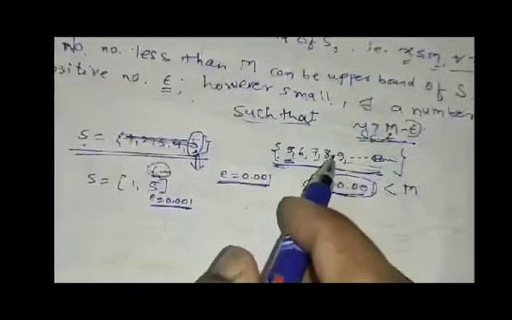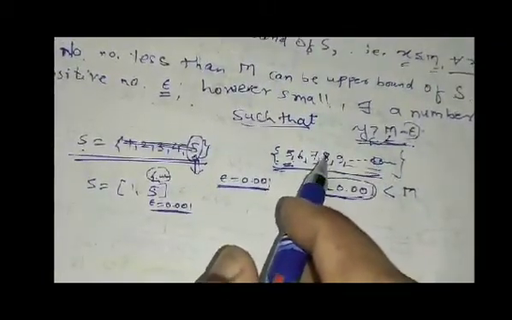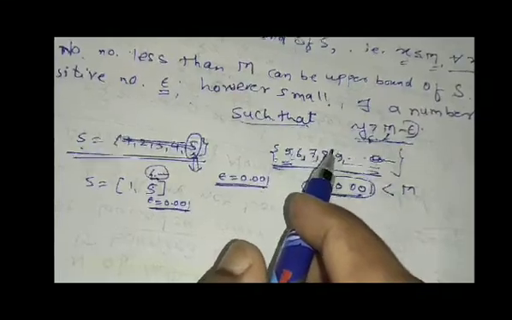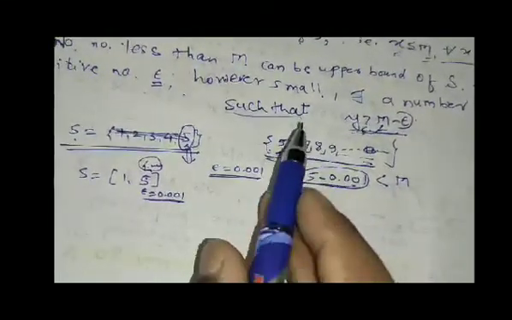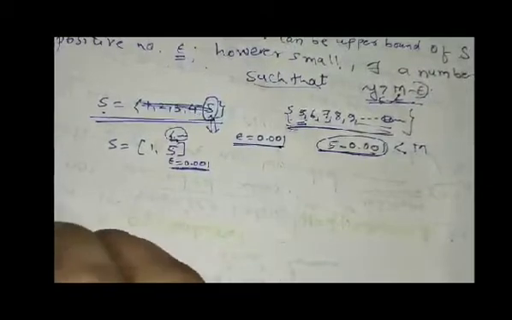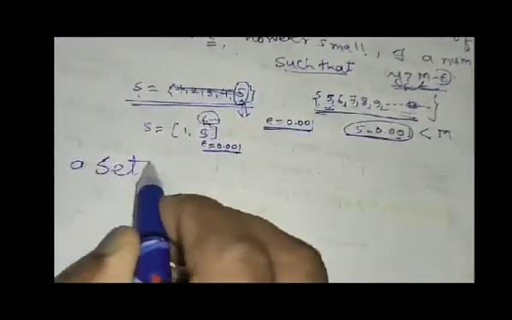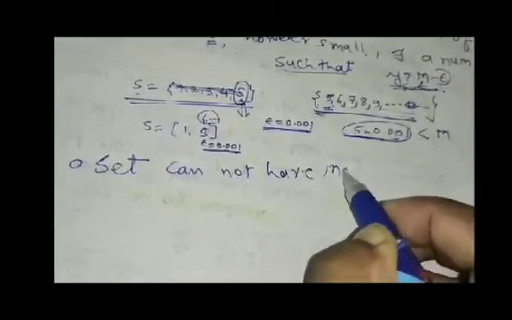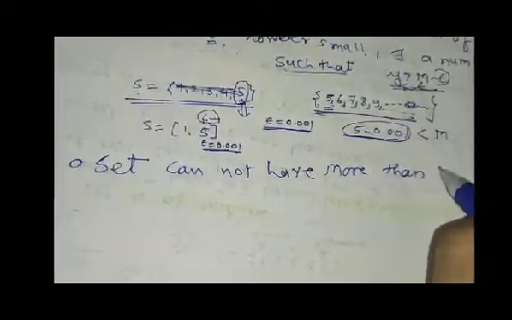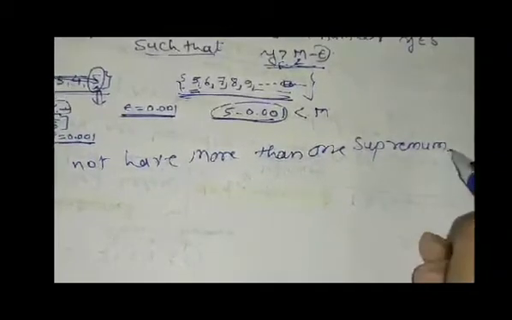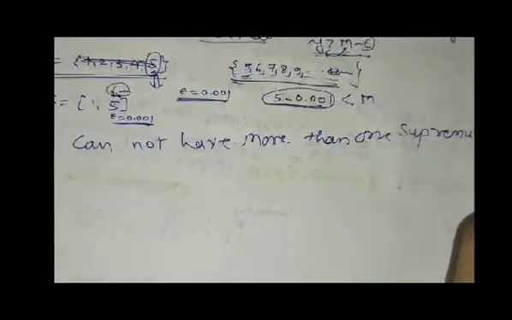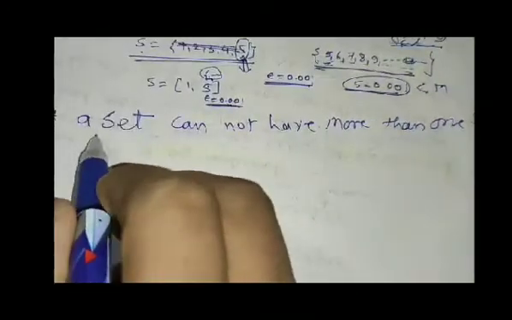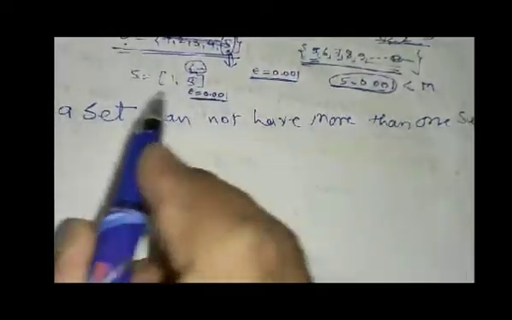Now we discuss one thing: a set cannot have more than one supremum. That means every set has only one supremum, no other supremum. Suppose we have to prove this: prove that a set cannot have more than one supremum.